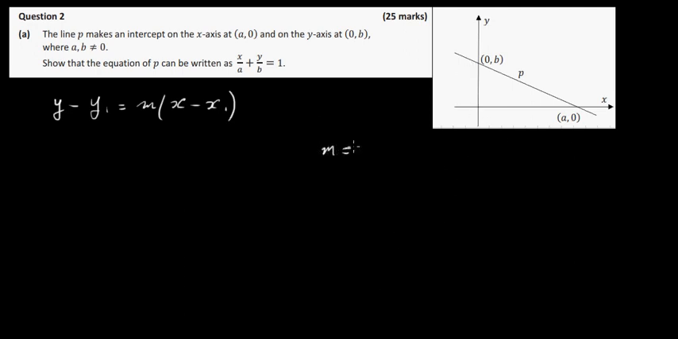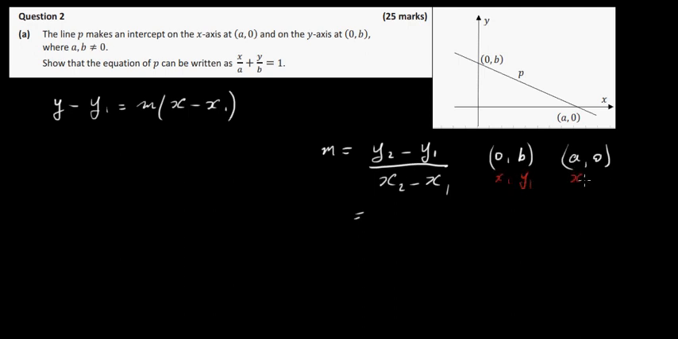So we're going to need the slope of this line as well, so let's do that over here. The slope is the difference of the y's divided by the difference of the x's, rise over run if you like. So y2 minus y1 over x2 minus x1. Now we have 2 points here: (0, b) and (a, 0). We'll call them x1, y1, x2, y2. Substitute them in here, so we've got 0 minus b divided by a minus 0, and that will just give me minus b over a.